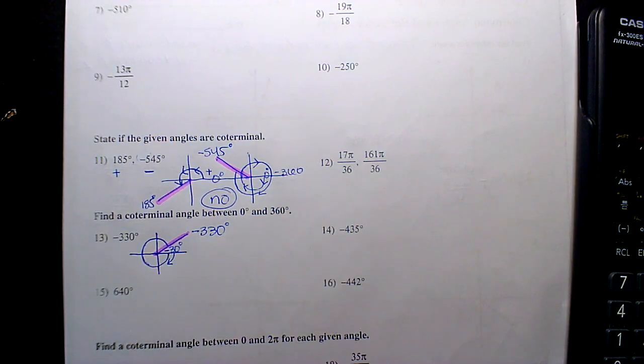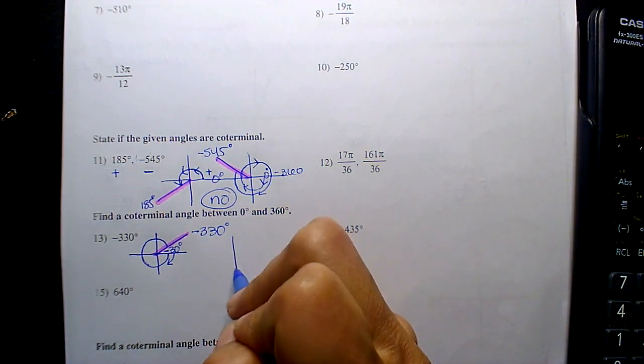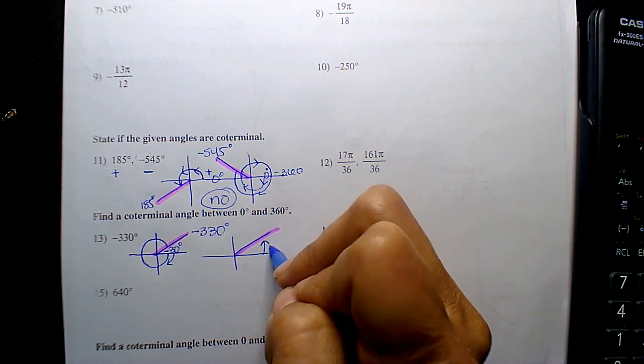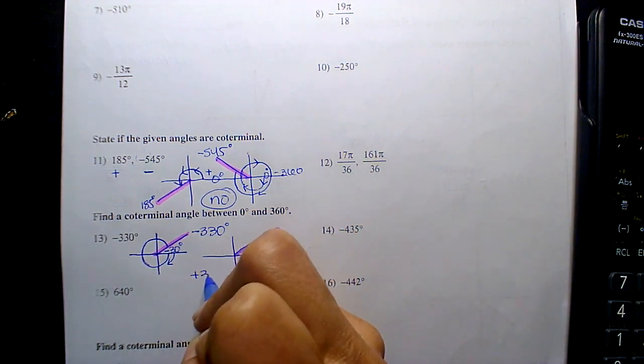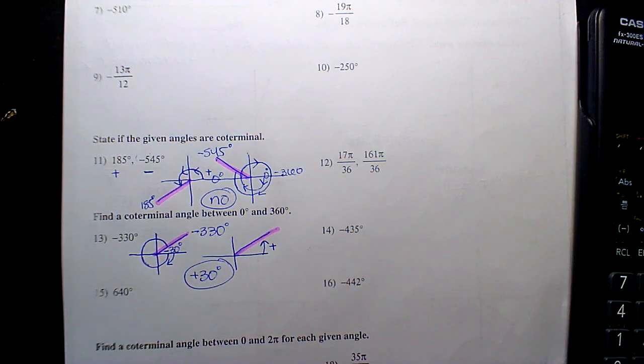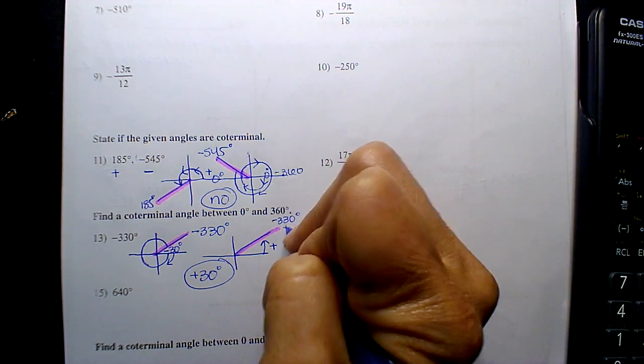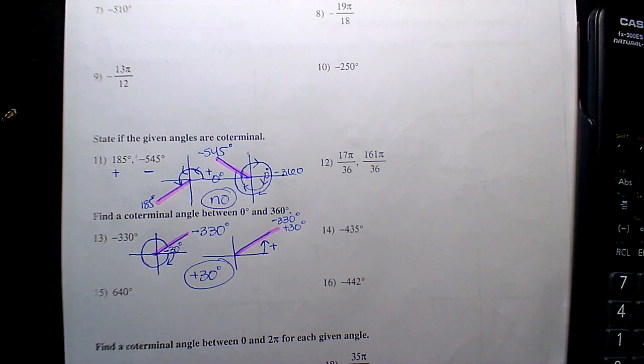Okay, so if it says find a coterminal angle between 0 and 360, here, let me put the terminal side. Then if I was to draw it positively, if I was to open up in a positive, it would be plus 30 degrees, right? Negative 30 degrees is the same as positive 30 degrees. That's the same rotation.